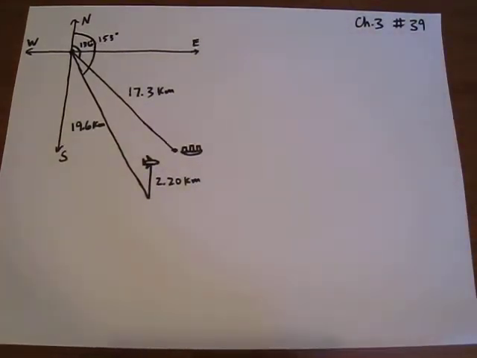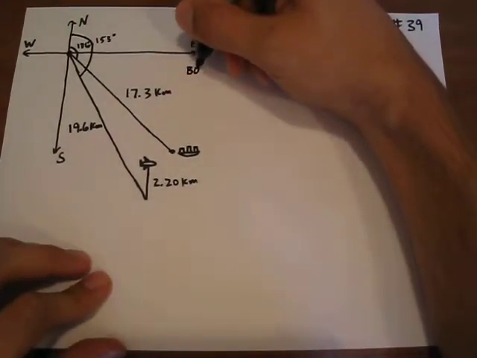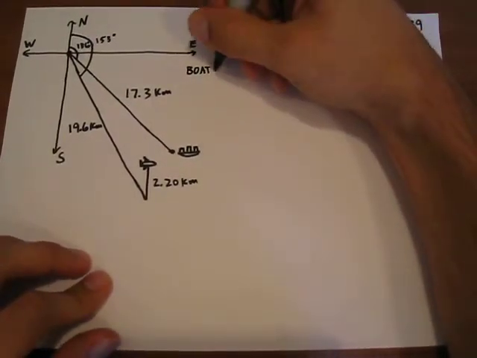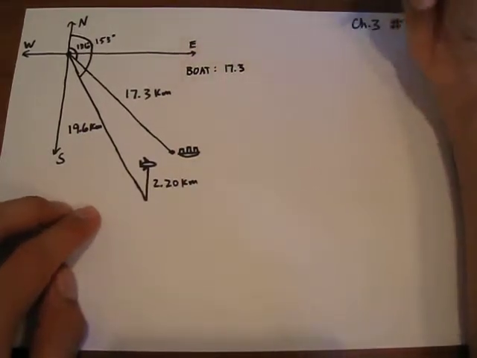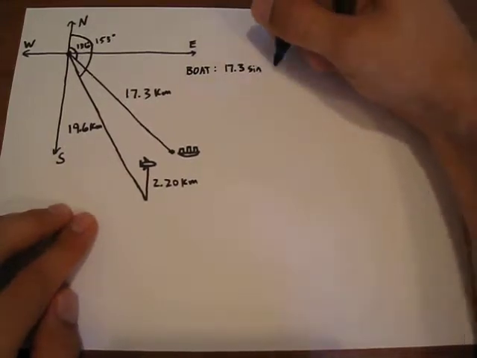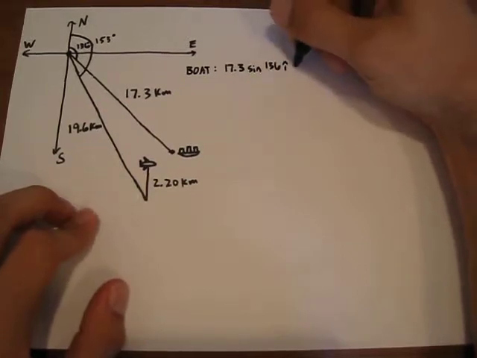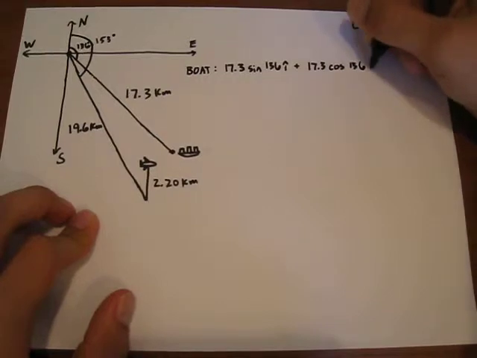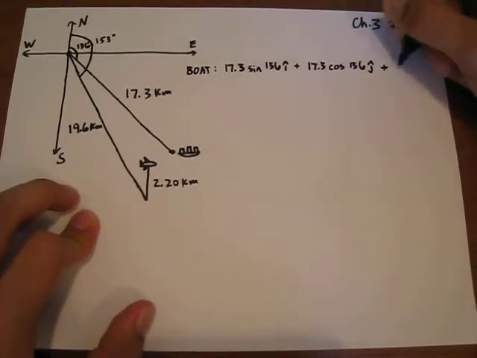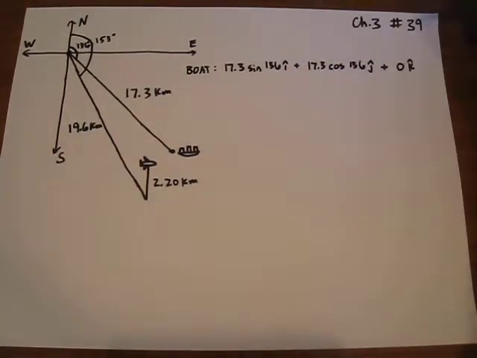So what we want to do first is write out the position vectors in component form of the boat or the ship, same thing. So what you want to do is write 17.3, which is the magnitude, sine of 136, which is its direction, in the i-hat, plus 17.3 cosine of 136 in the j-hat, plus 0 in the k-hat because it does not have any elevation.